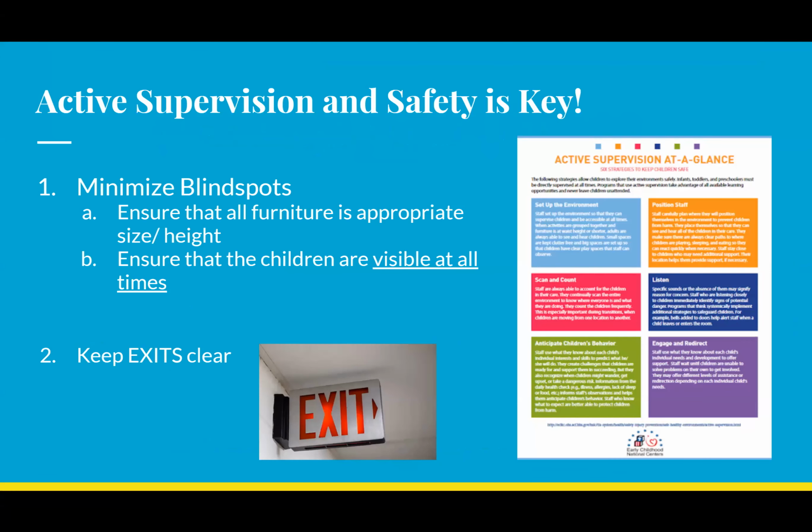So the first thing when we arrange our classrooms, we want to make sure that we are doing active supervision at all times. So we must minimize blind spots and ensure that the furniture is the appropriate size and height for the children of our age group. We have to ensure that the children are visible at all times so that they're not behind any shelving, or if you have a pillar in your classroom, we just want to make sure that we're arranging the furniture so that there's no blind spots, and to keep all exits clear. So that's very important in case there's an emergency that we can get clearly to the exit.